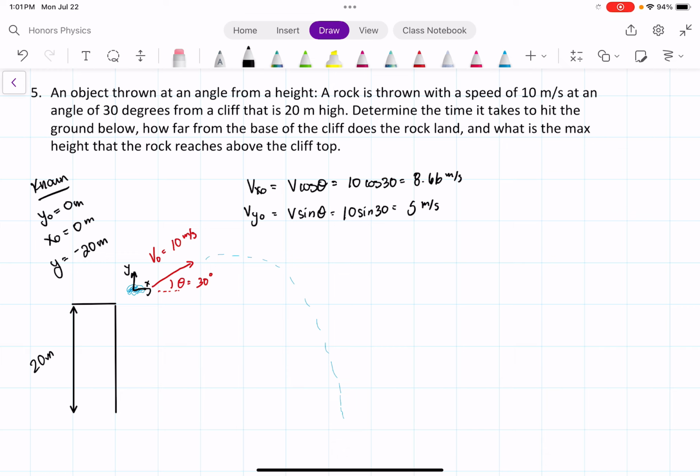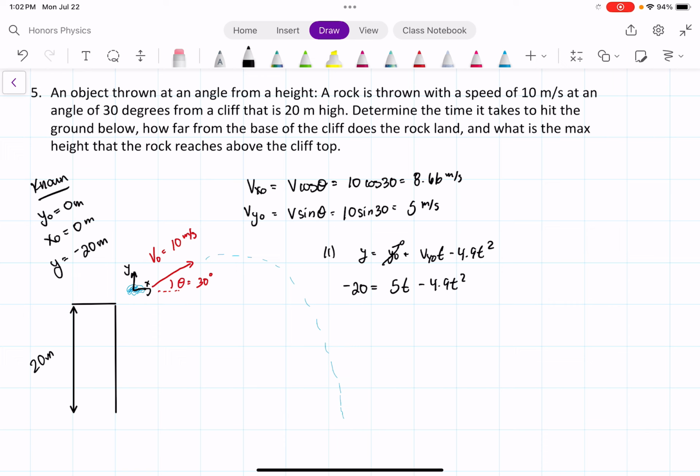So what we're going to do is use our second y equation, which we've been using a lot, which is y equals y naught plus vy naught t minus 4.9 t squared. But in this case, the only thing that's going to cancel is our y naught. So if we plug in, we get negative 20 equals 5t minus 4.9 t squared.